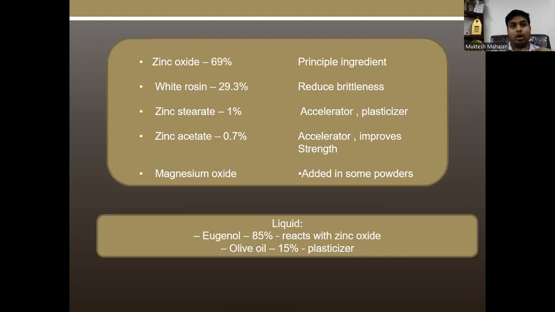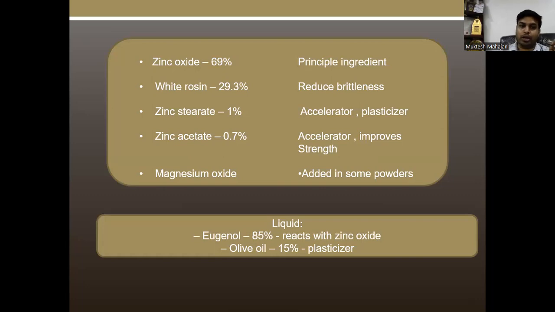The components of the zinc oxide powder: zinc oxide 69%, white rosin 29.3%, zinc stearate 1%, zinc acetate 0.7%. The zinc oxide is the principal ingredient. White rosin reduces the brittleness. Zinc stearate is the accelerator and acts as a plasticizer. Zinc acetate is an accelerator and improves the strength. And sometimes magnesium oxide is also added.